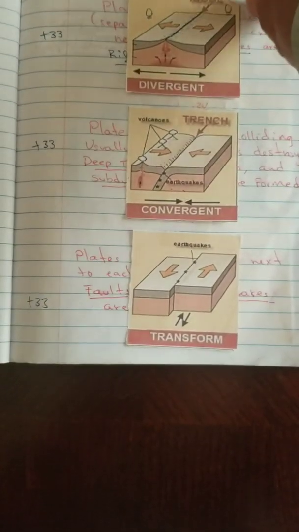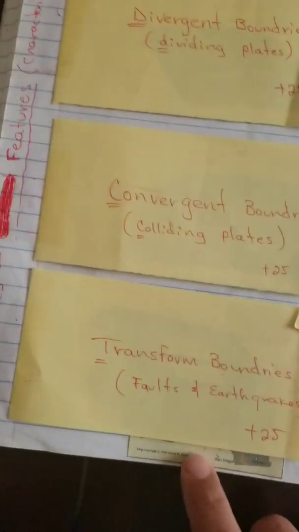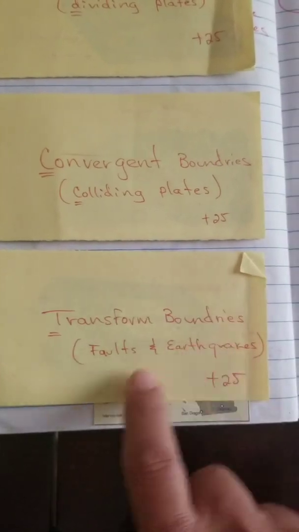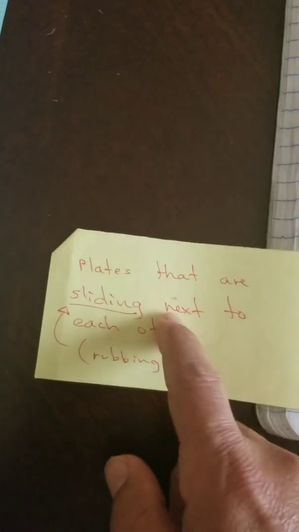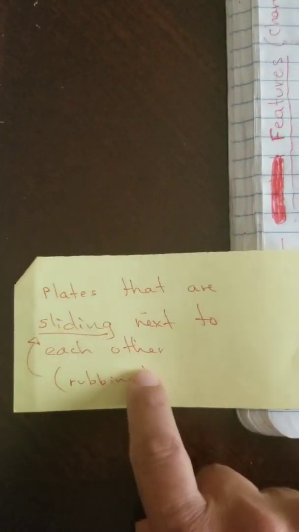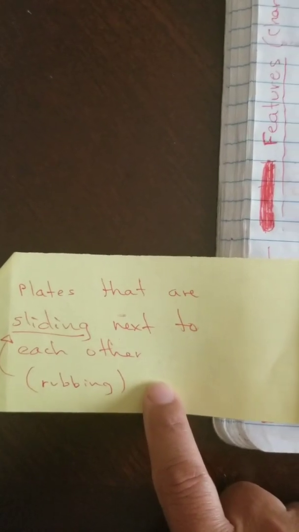Okay, so let's move on to the features, right? So just remember transform boundaries. These are going to be the main ones: faults and earthquakes. These are plates that are sliding next to each other. They're like rubbing against each other, right?